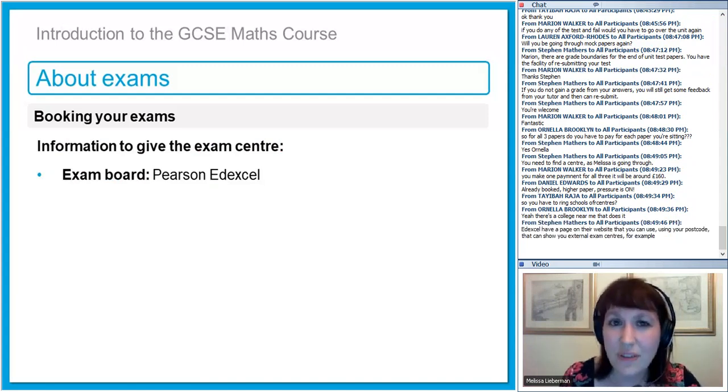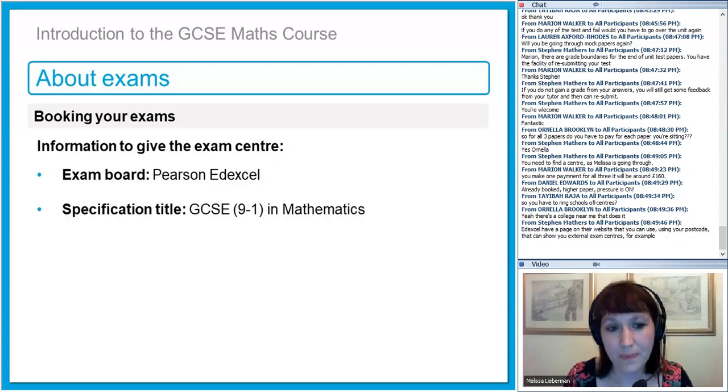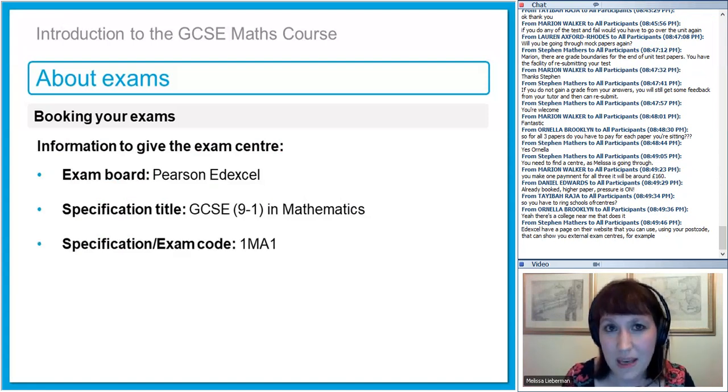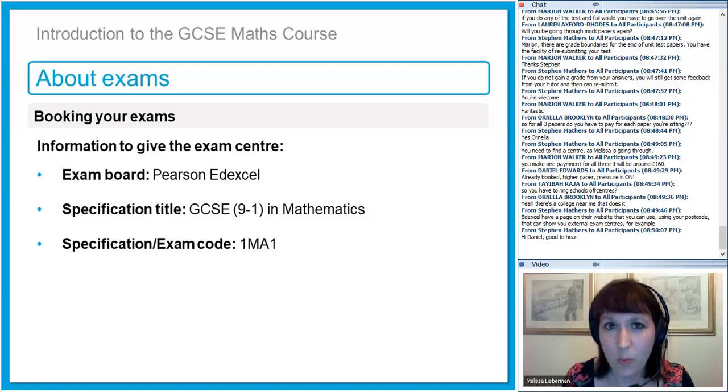For maths, if you really can't find a Pearson Edexcel Centre, I suppose you could do AQA or OCR because the syllabus is the same. But the one that we recommend is Pearson Edexcel if you can. You're doing GCSE 9 to 1 mathematics. The 9 to 1 refers to the grading scale. The exam code for Pearson Edexcel is 1MA1.